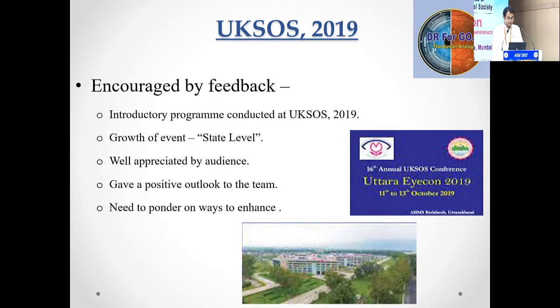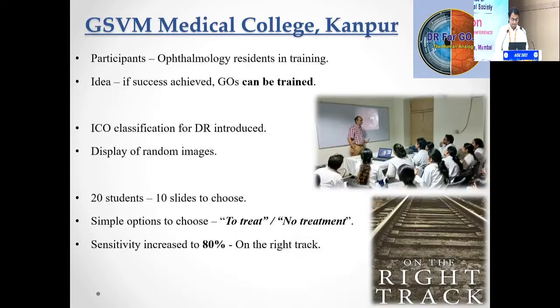The next step was the Uttarakhand State Ophthalmic Society in 2019. Encouraged by the previous feedback, an introductory program was conducted in this Uttara Icon, and this was a growth of the event to a state level rather than a city level program. This was again well appreciated by the audience there, and this again gave a positive outlook to the entire team. So now we needed to ponder on ways to enhance our program.